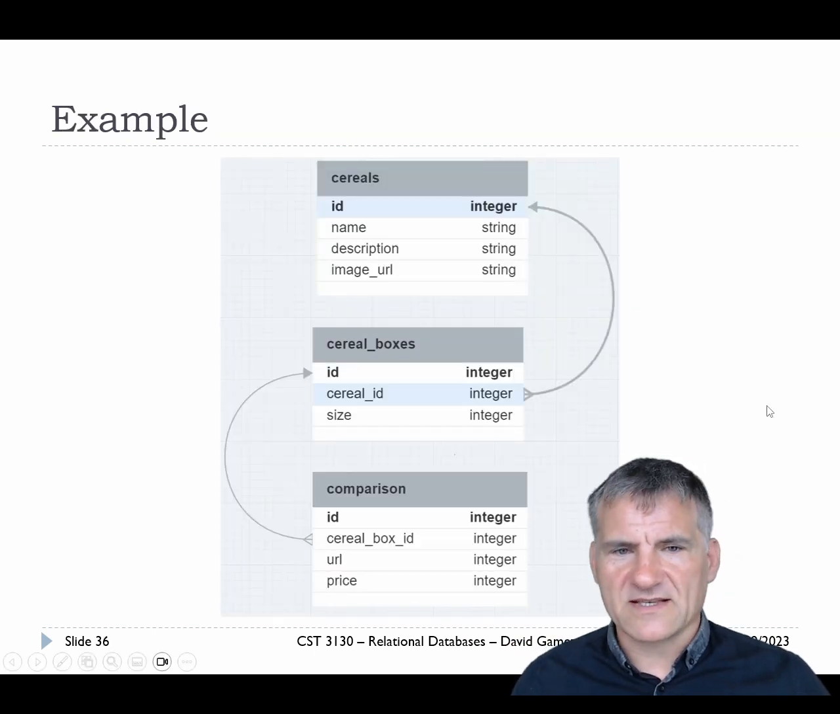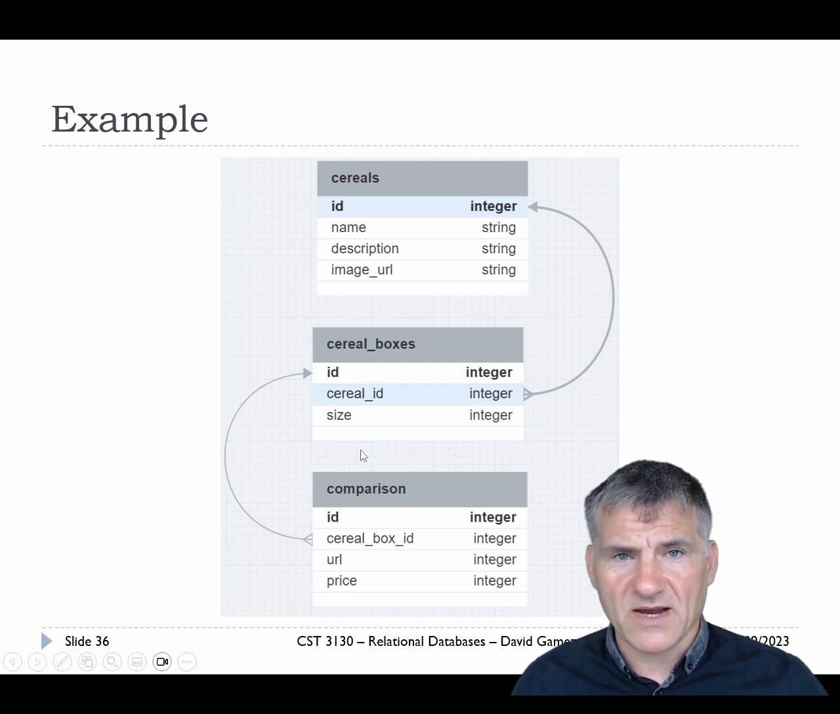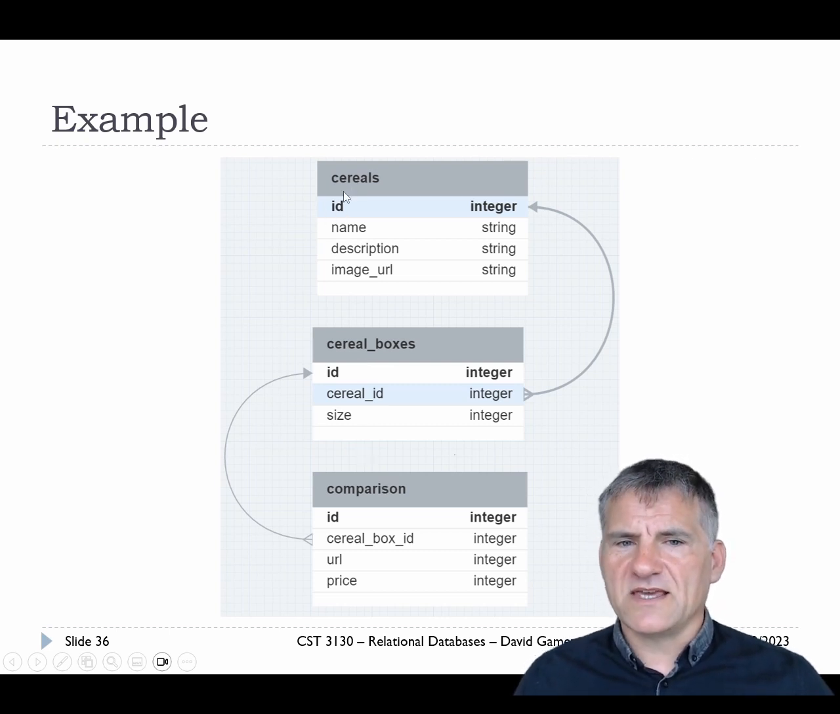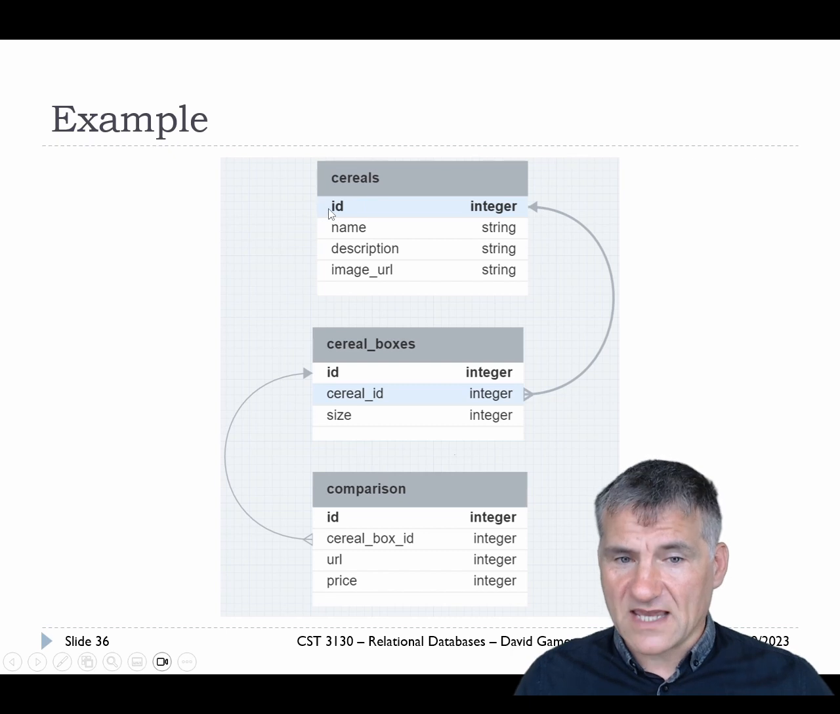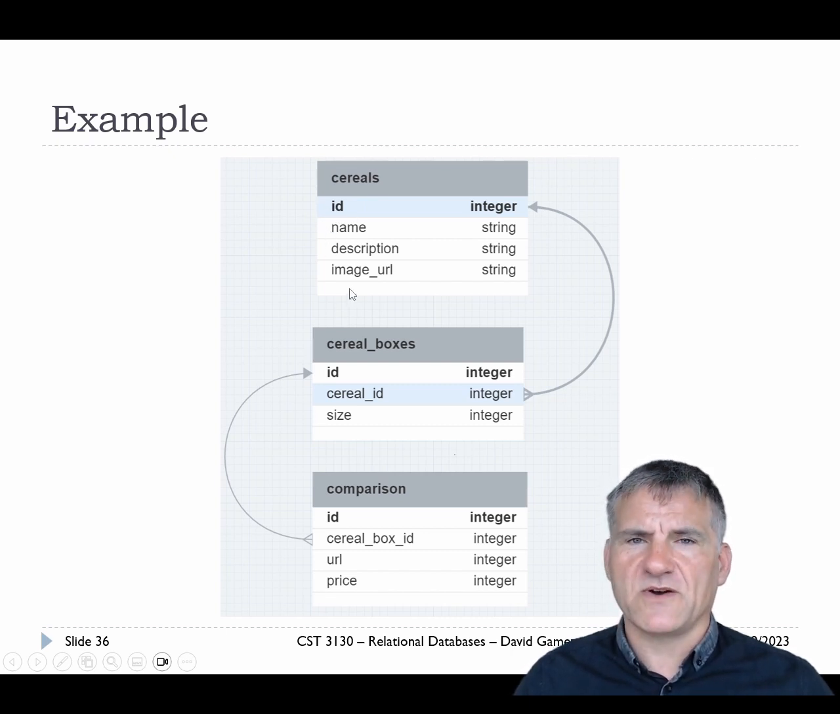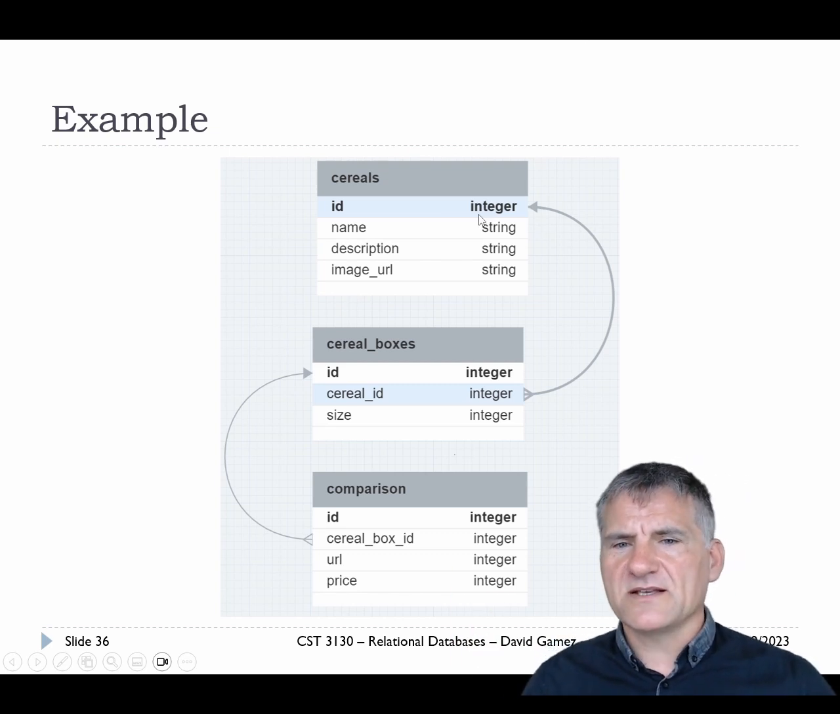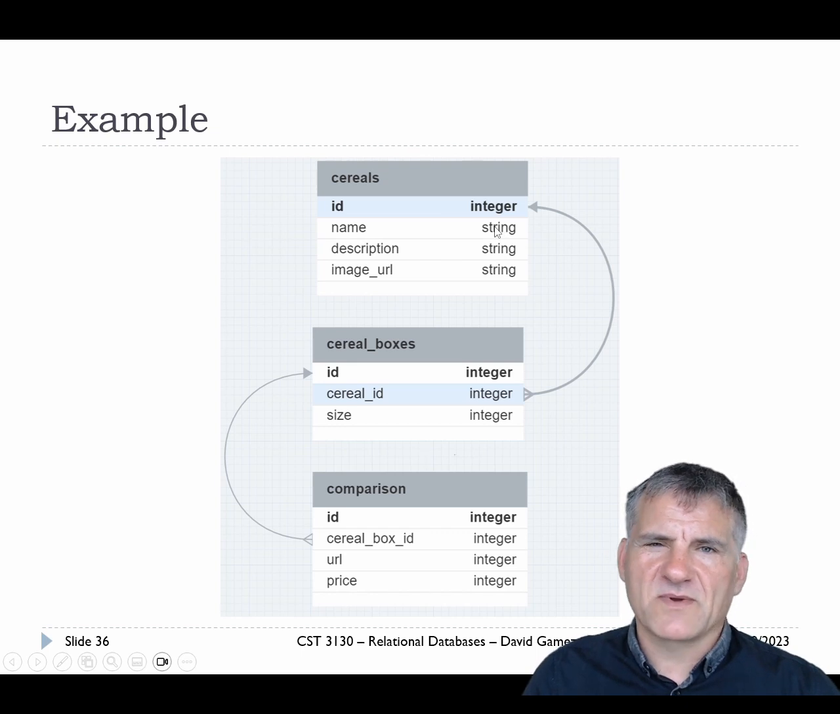So here's a classic example. We've got three different tables here. We've got a cereals table, a cereal boxes table, and a comparison table. And each of these here in the database design, these are the headers on the columns. We've got an ID, name, description, image, URL for each of the cereals. And you can see here we're using types to specify, and there's quite a lot of complicated types.